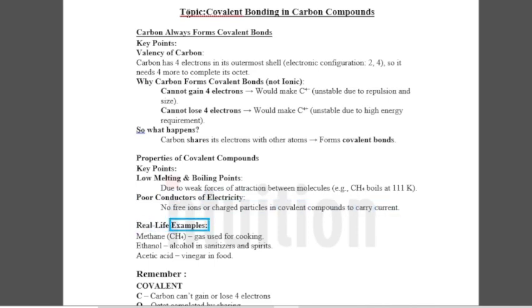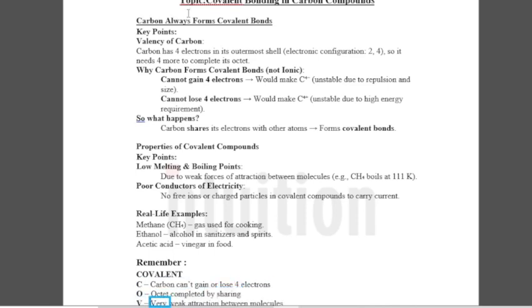Real-life examples: methane, CH₄, gas used for cooking. Ethanol, alcohol in sanitizers and spirits. Acetic acid, vinegar in food. Remember, covalent carbon can't gain or lose 4 electrons. Octet completed by sharing, very weak attraction between molecules.